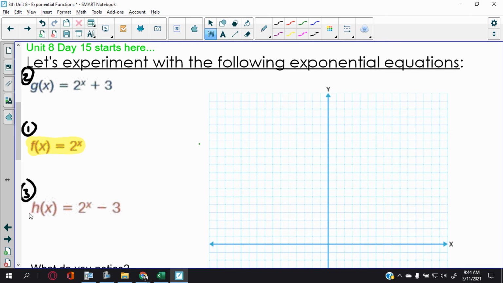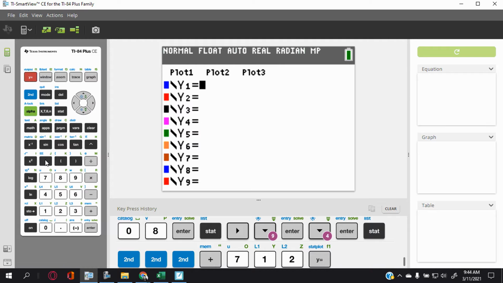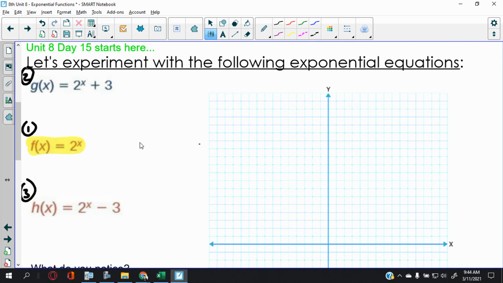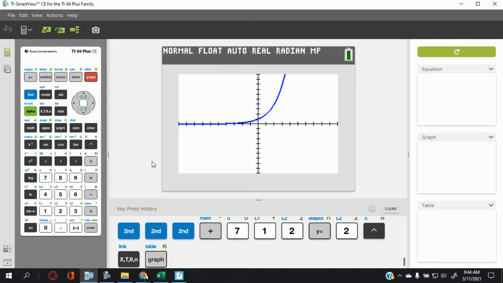Now, I'm going to graph this one first. Y equals 2 to the x power, your super basic exponential function. So let's go to y equals 2 to the x power. See that? Just like that. Now, let's graph it. That's the exponential function, right?